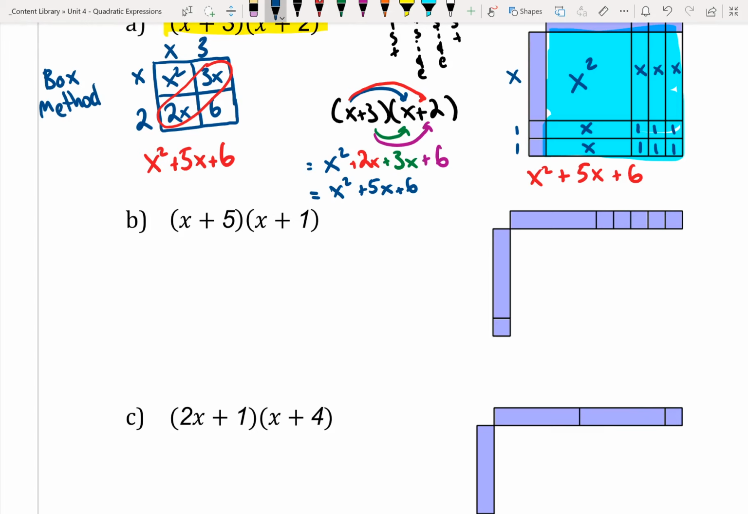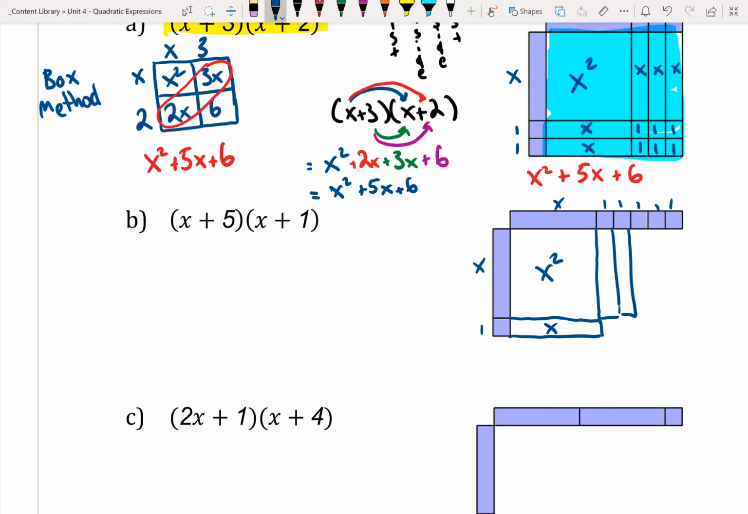So for B, again, visually, we know the large rectangles are x, the small squares are 1. So we have x plus 1 times x plus 5. When I go through and I multiply, I'm going to get a large square here, so that means x squared. I'm going to get a skinny rectangle, which is x.